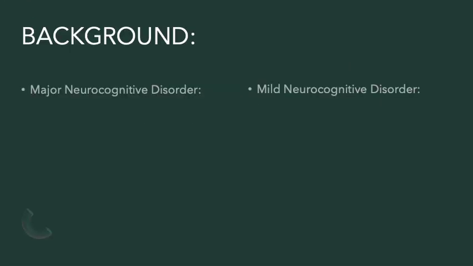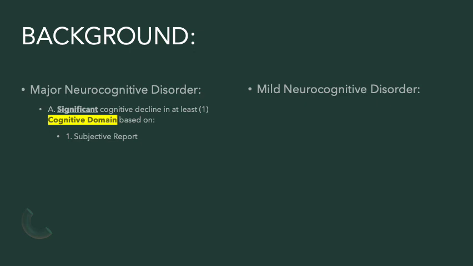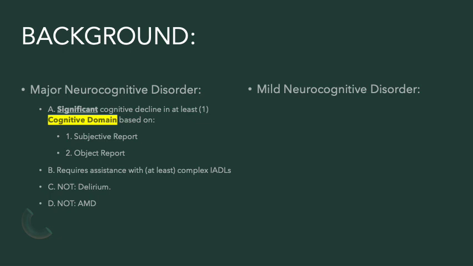So let's go a little bit deeper into the diagnostic criteria for major and mild neurocognitive disorder. For major neurocognitive disorder, there must be a significant cognitive decline in at least one cognitive domain, and this is based off subjective reports, so this can come from the patient, knowledgeable informant, or the clinician, as well as objective reports, so this is based on standardized neuropsychological testing, with a difference of at least 2 standard deviations. This individual will require assistance with at least complex IADLs. It's not due to delirium, and is not due to another mental disorder.